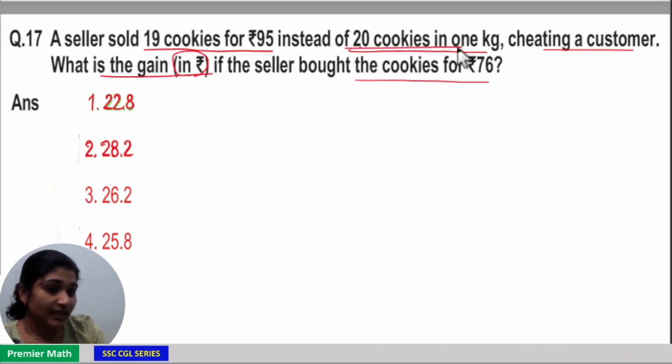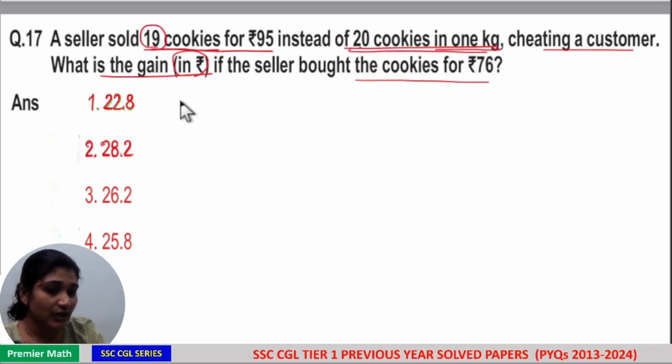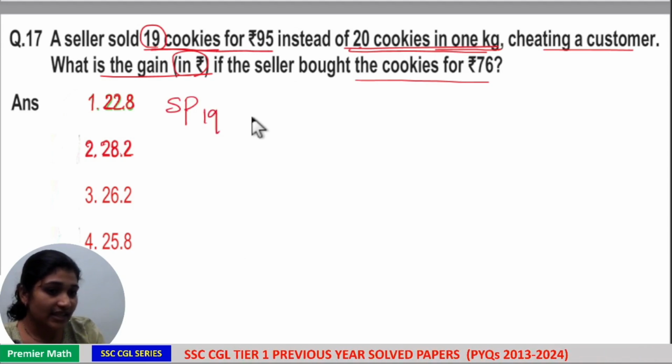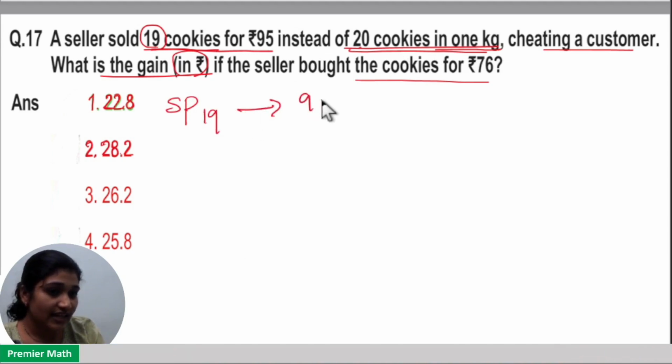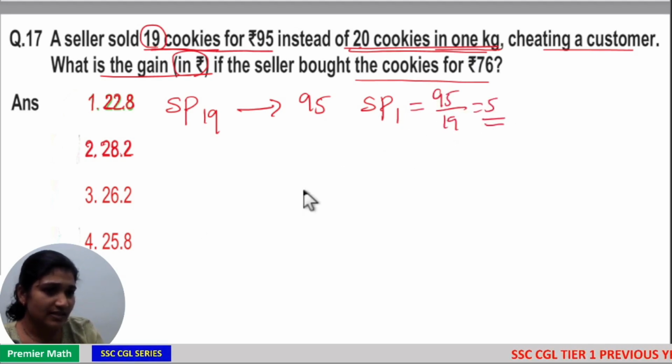In 1 kilogram, there are total 20 cookies. When the customer asks for 1 kilogram, he only gave 19 cookies, whereas he was cheating his customer. So selling price of these 19 cookies is 95 rupees, which means selling price of 1 cookie is equal to 95 by 19, that is 5 rupees. It is easier this way.